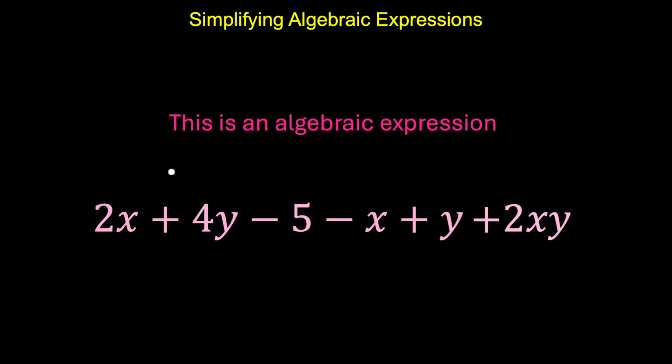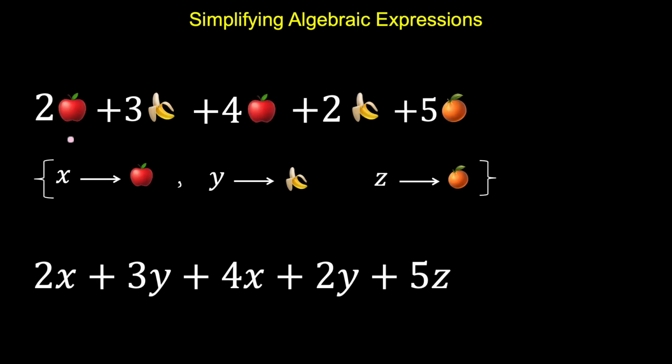So let's start together. This is an algebraic expression, which is a combination of terms by operations like addition, subtraction, multiplication, etc. So an expression can be a combination of both variables and constants. For simplifying algebraic expressions, first we need to identify like terms and then combine them together. Let's imagine we have an expression which, instead of variables, has fruits, and we want to simplify this expression.